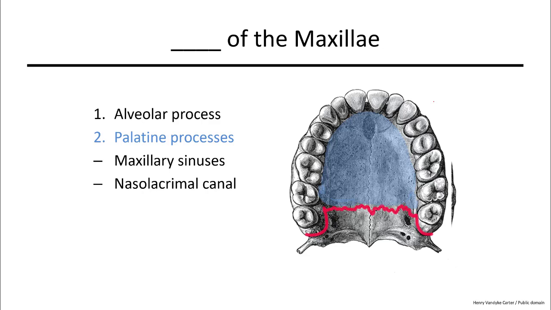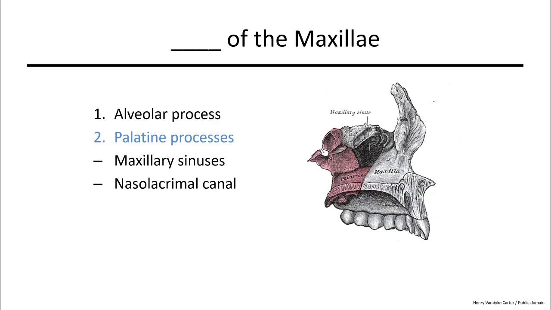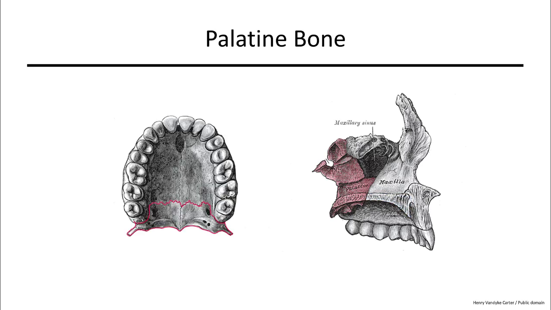So the palatine process is this blue region anterior to this line. In this lateral view, we can see the palatine process highlighted in blue. The palatine bone is the bony portion behind the palatine process of the maxilla. So the palatine bone is its own separate bone. What we spoke about earlier in blue was a feature, the palatine process, of the maxilla. In this case, the palatine bone is a bone unto itself.